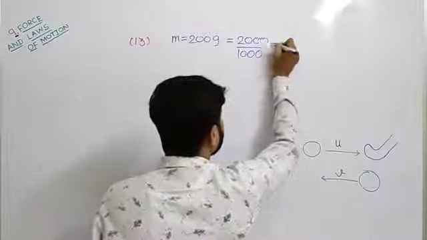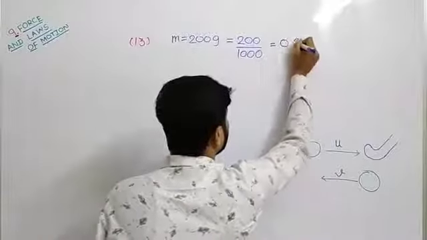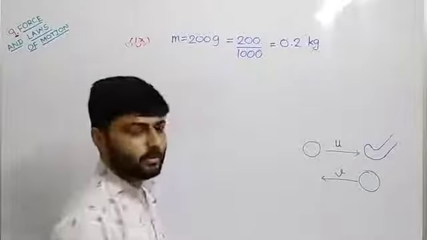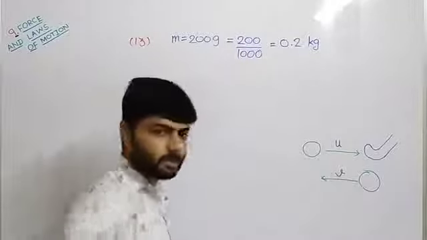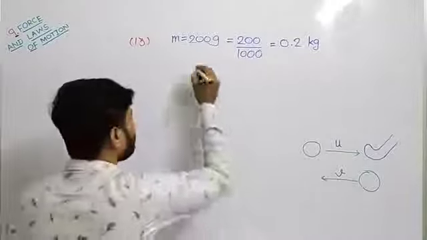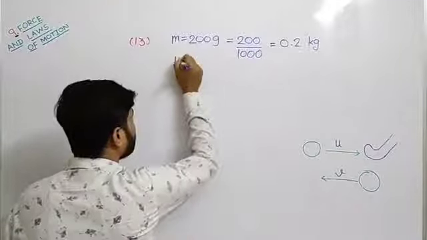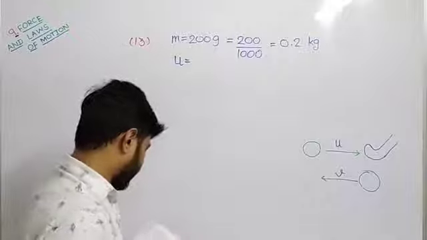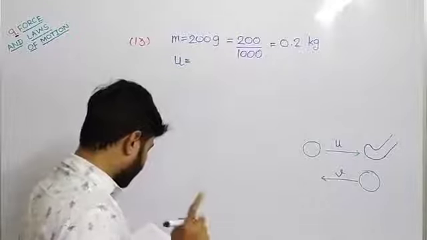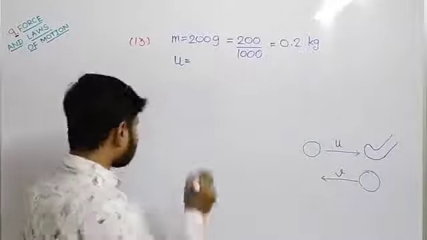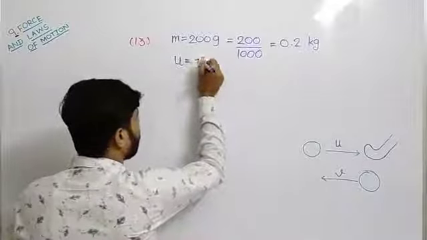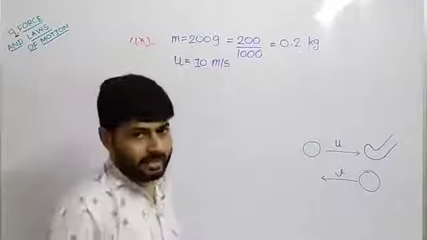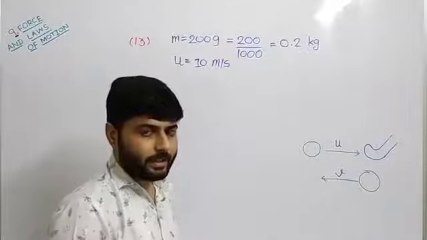So I will get 0.2 kg as mass of this ball. Initial velocity u, that is 10 meter per second. Now my dear friends, important point.